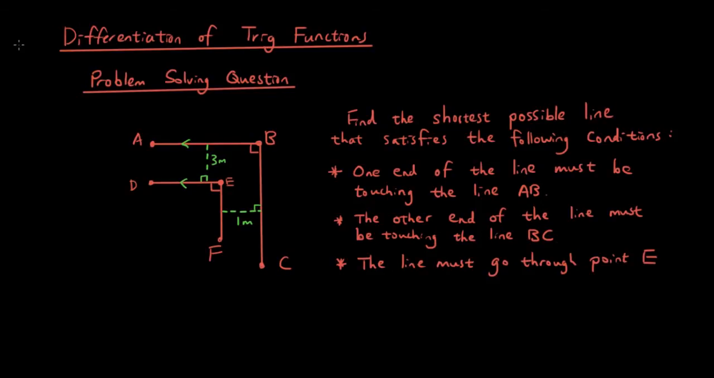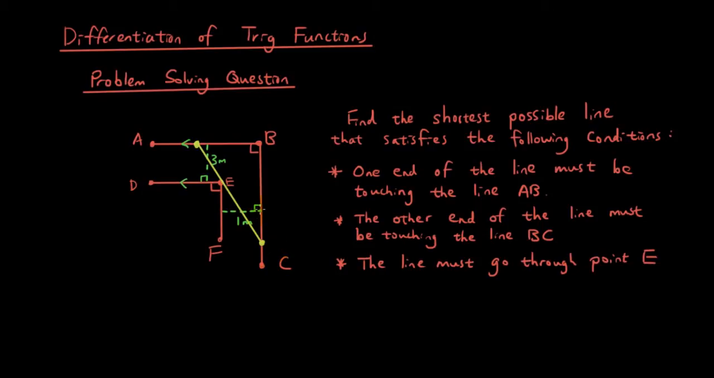So if I just draw the line, it says one end of the line must be touching the line AB. So line AB is here, so I'm going to make the line start here. The other end of the line must be touching BC, so it must end somewhere here, but because it has to go through point E, I'm going to go through point E, and that will give me this line, right? One end is touching AB, the other end is touching BC, and the line has gone through point E. So I want to know the shortest possible line that satisfies this condition.